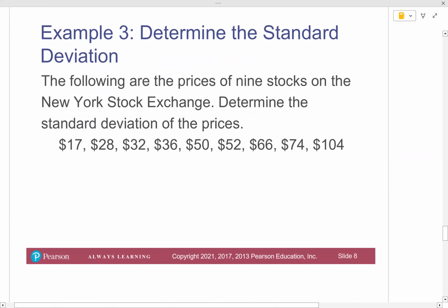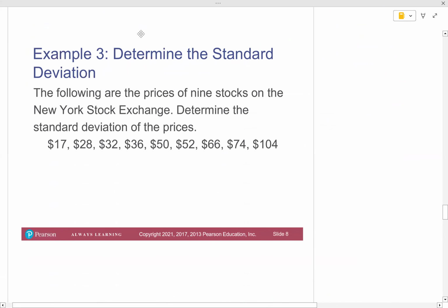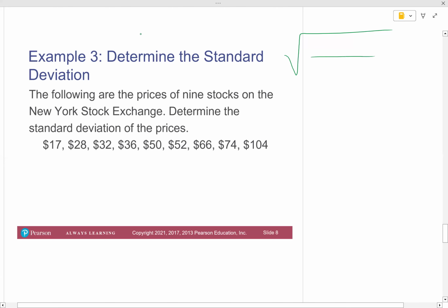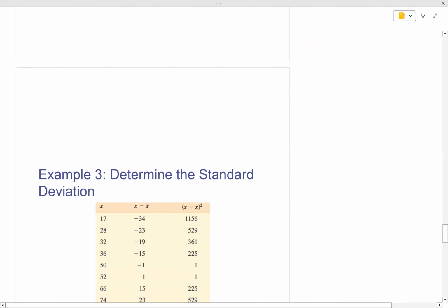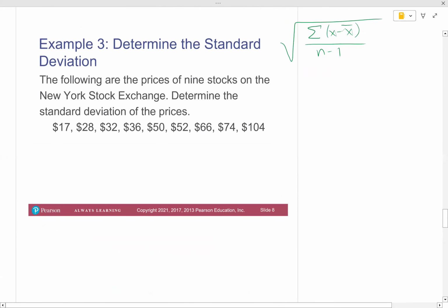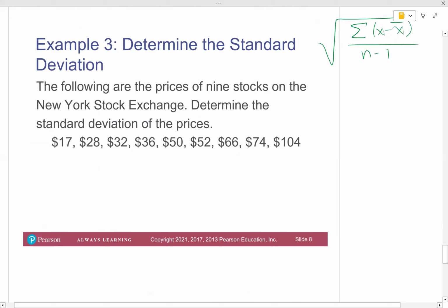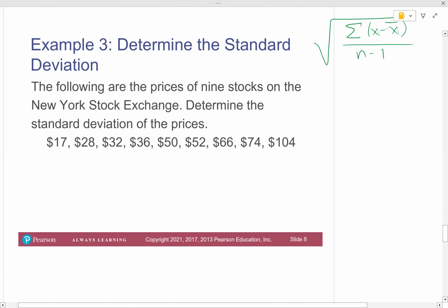All right, we're going to try to do this. Let's see, I'm going to need that formula in front of me so I remember all the steps. Big square root, n minus 1 denominator, the sum of each data value, subtract the mean. I hope I have a lot of room here. First thing, I want to find the mean.